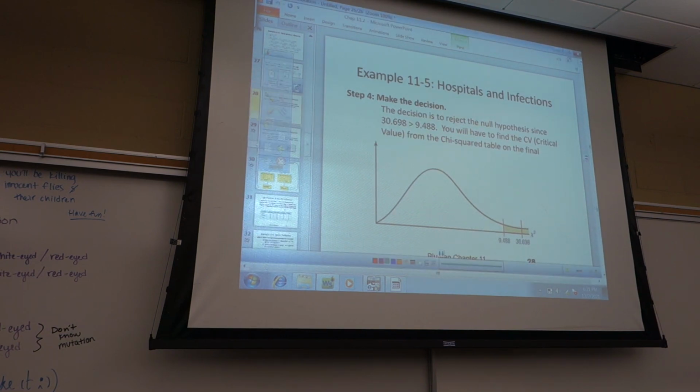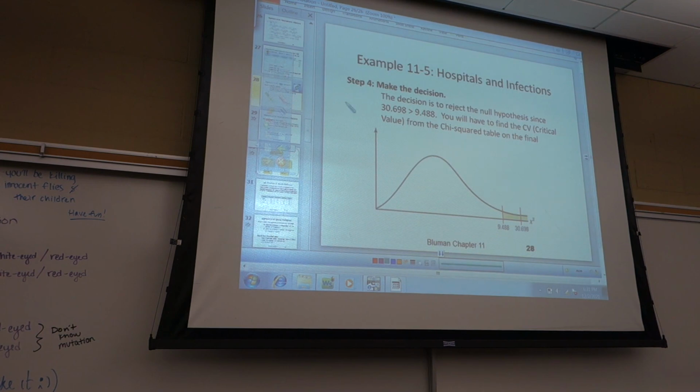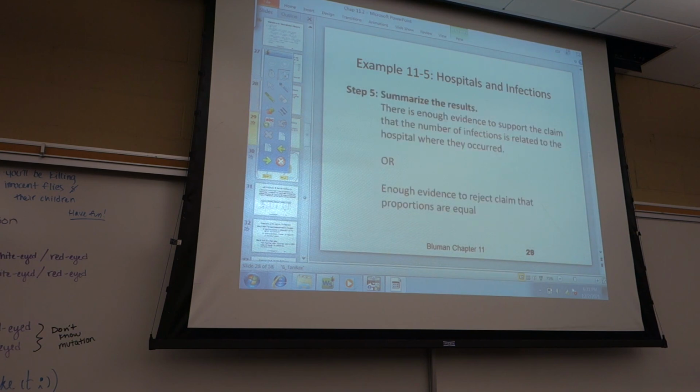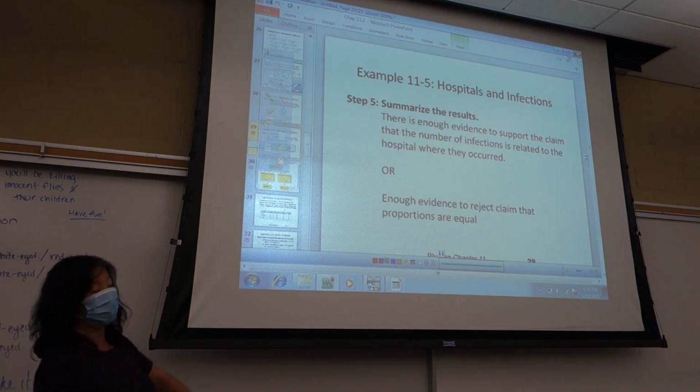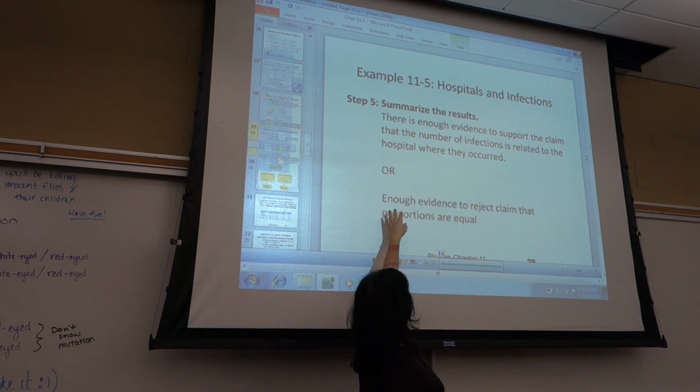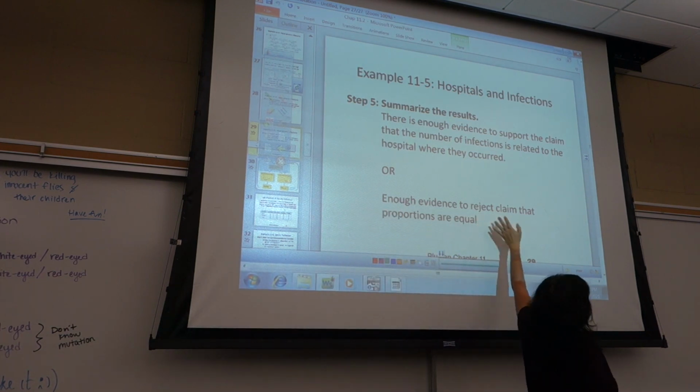So what do you folks think? Reject or not reject? Reject. Reject H naught. Totally in the rejection area. So then step 5, summarize the results. Now, you can either say, well, Ms. Young said that my claim is always going to be H naught, so: enough evidence to reject the claim that proportions are equal.